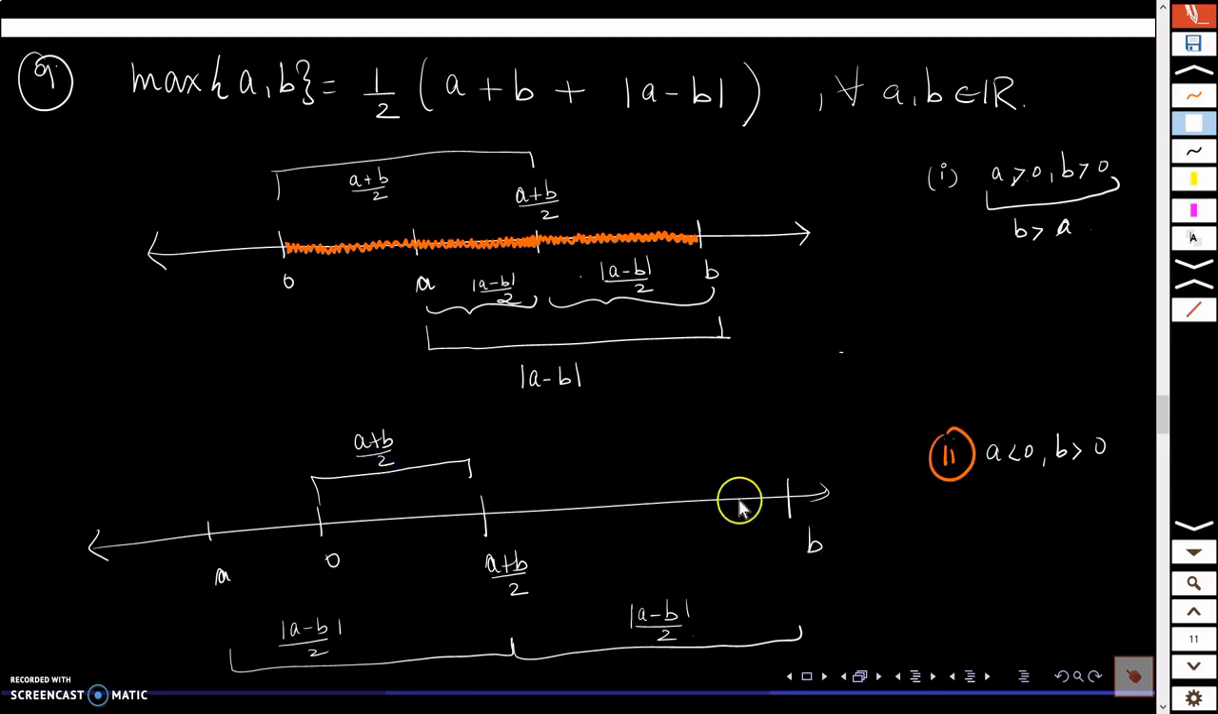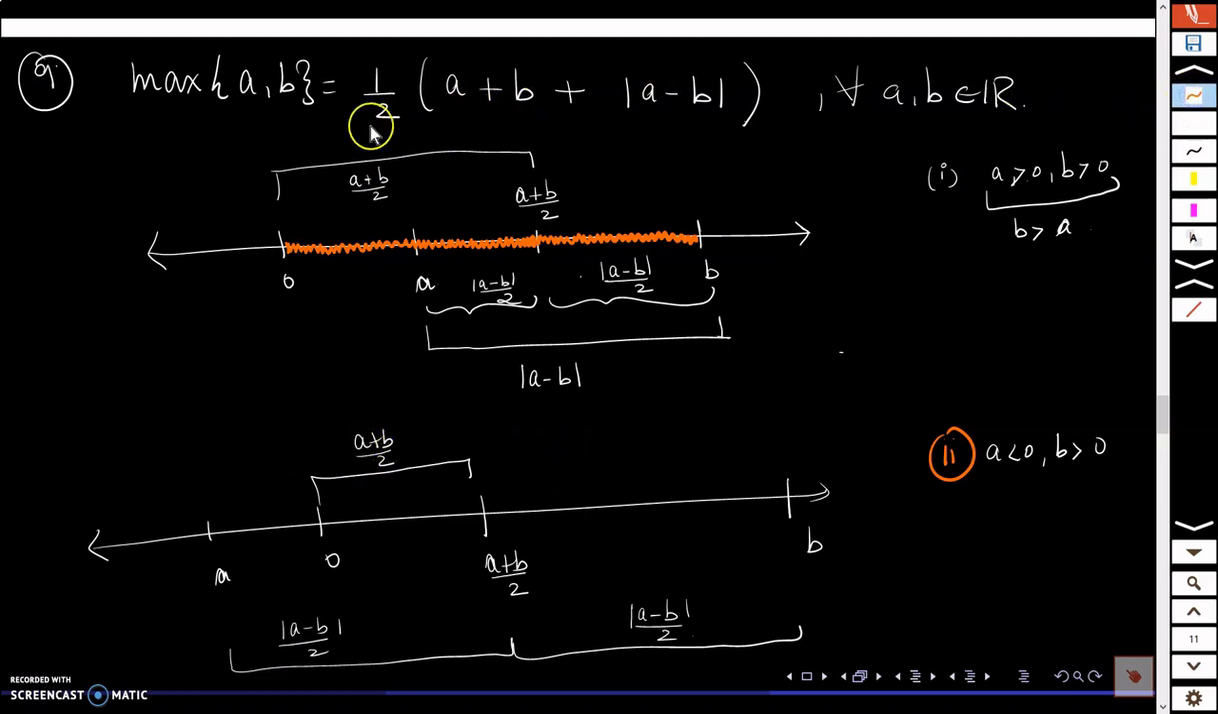Now what is the maximum? Again, B is the maximum because B is positive, that's quite clear from here. So B is bigger than A. If you look at the left hand side here, maximum of A and B, that is B. So our left hand side is B in this case, right? Now let's look at the right hand side. Again, I will distribute the half inside, that will be half of A plus B.